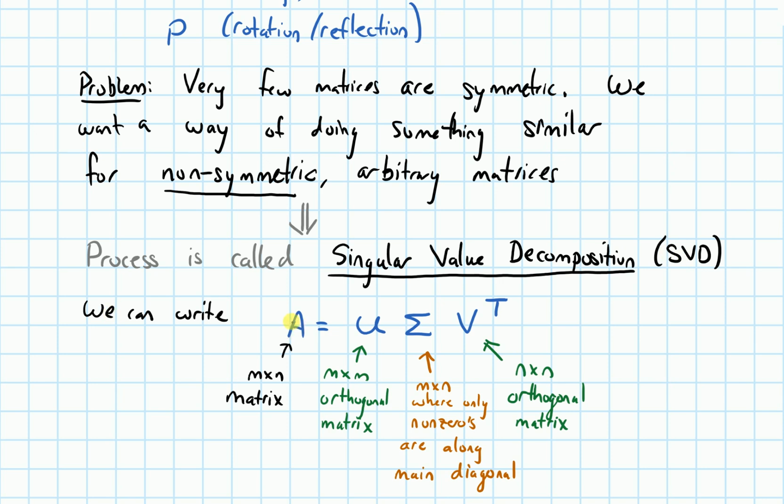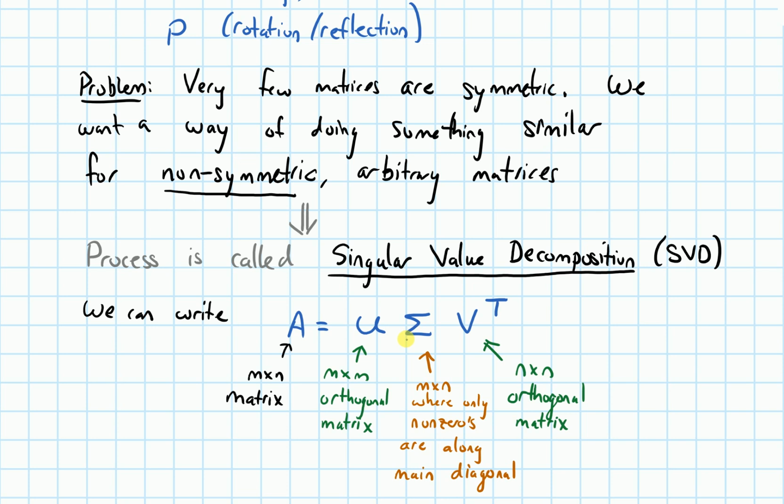In fact, even when it's not square, even when A is just an m by n arbitrary matrix, we're going to be able to write it in the form U times sigma times V transpose, where U and V are both orthogonal matrices, but U is an m by m orthogonal matrix. The m here matches up with how many rows A has. And V is an n by n orthogonal matrix. The n matches up with how many columns A has.